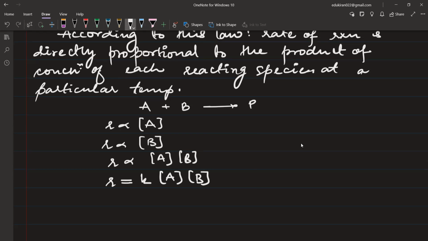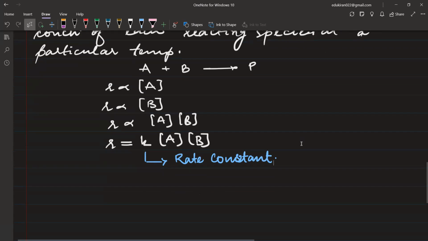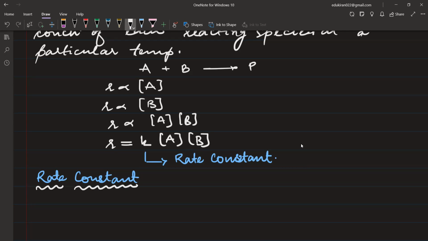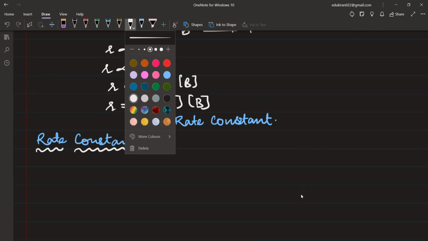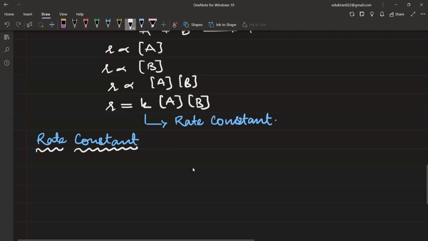Then guys, see, this K is known as the rate constant. Write a word about rate constant. What is rate constant? Please write.